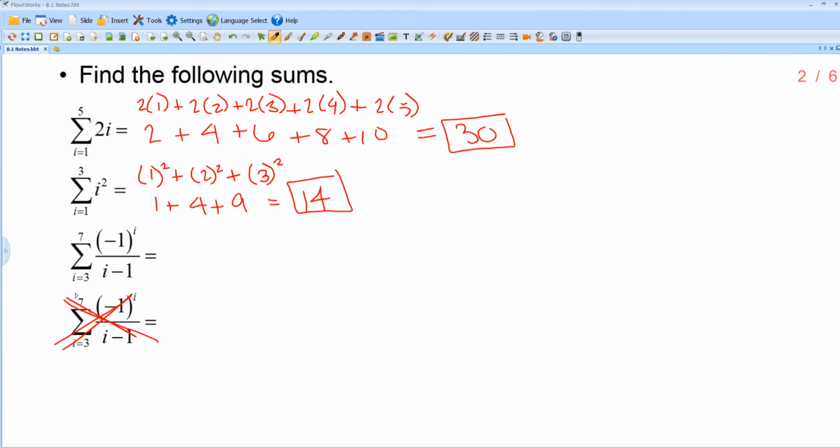So when I'm starting at 3, I'll have negative 1 to the third over 3 minus 1. And negative 1 to the third, all that's going to do is give me negative 1 over 3 minus 1 is 2.